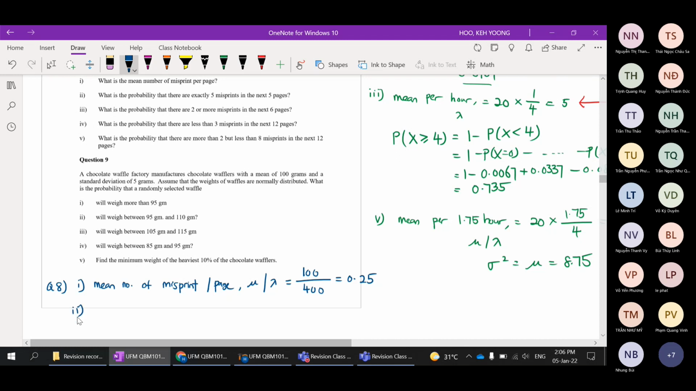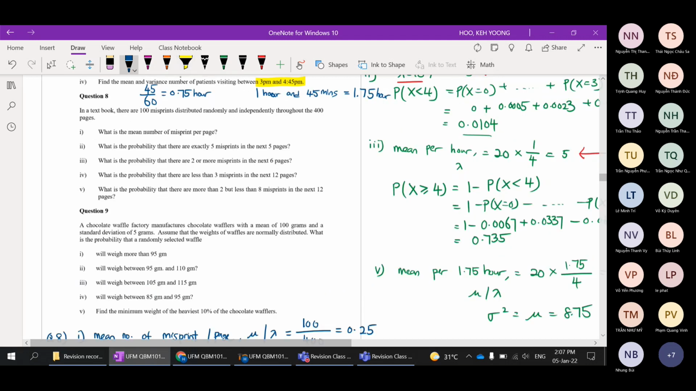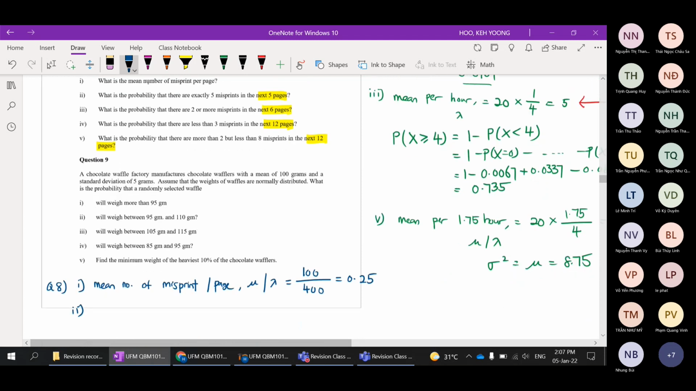Question 2. What is the probability that there are exactly 5 misprints in the next 5 pages? For question 8, you will see different numbers of pages for different questions. So for different numbers of pages, you will have to adjust the lambda accordingly. Let's say for question 2, the pages is 5. So what is the mean number of misprints in 5 pages?